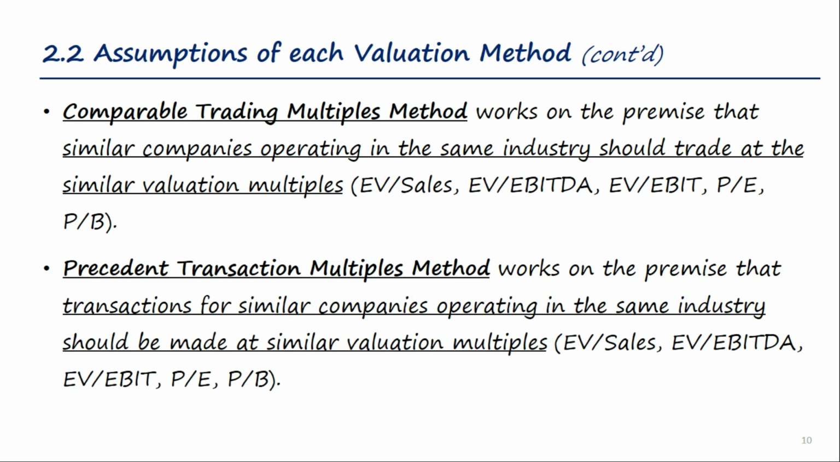Lastly, precedent transaction multiples method assumes that prices paid for similar companies, with similar size, operating in the same industry, should yield similar valuation multiples. In other words, our company should be worth based on valuation multiples of transactions of similar companies. Here, we use the same valuation multiples as in the previous valuation method.